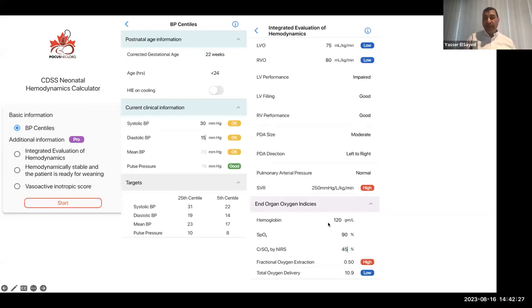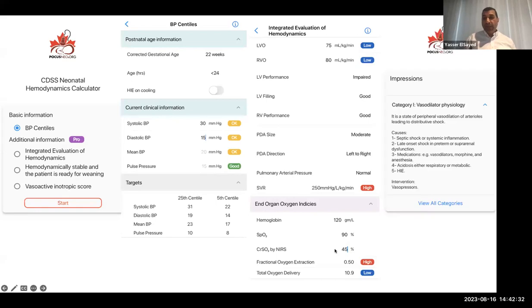You just need to enter the hemoglobin, oxygen saturation, and the number detected on near-infrared spectroscopy, and it can also give you the impression of the underlying physiology based on all of this information. For example, here in this case, you have vasodilator physiology, and you have the expected underlying causes for vasodilator physiology. So the physiology is not the same as the cause. We should not consider vasodilator physiology as septic shock.